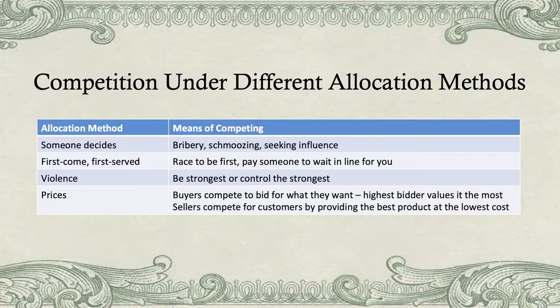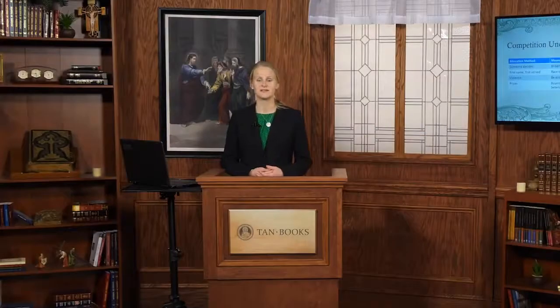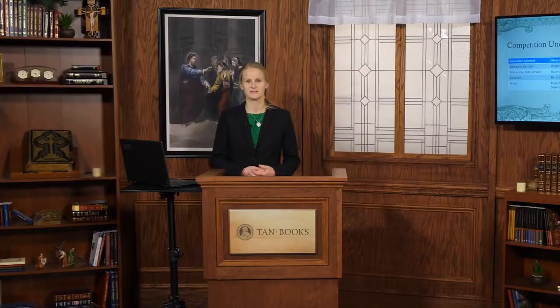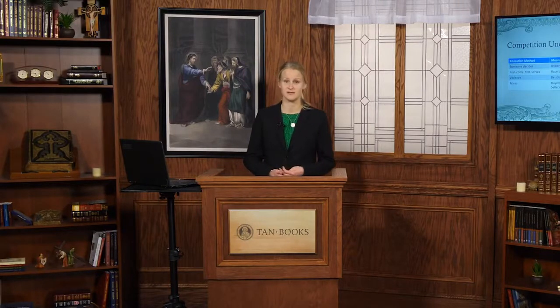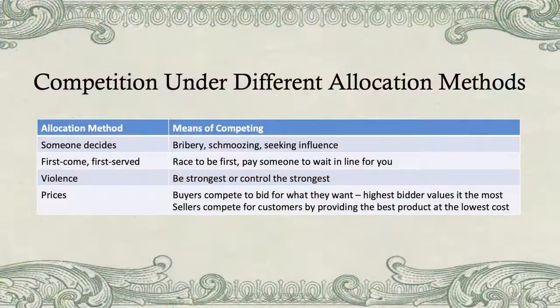What does competition look like under prices, though? If you're a buyer, you compete for the things that you want by bidding against other buyers. And in a price system, the person who's willing to pay the most, the person who values the thing the most, is the person who will get that scarce item. In a price system, sellers also compete. They compete for customers by providing the best product that they can at the lowest cost.